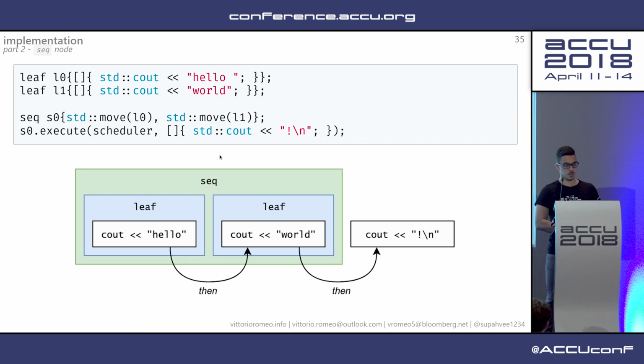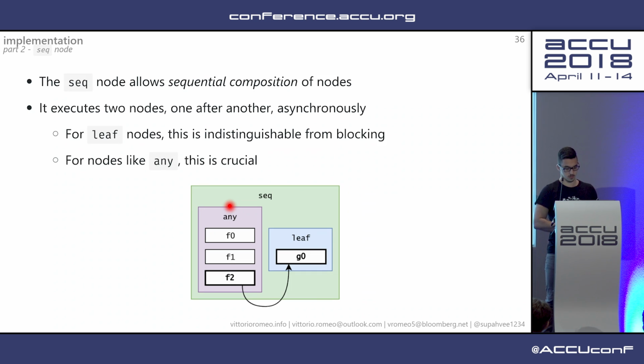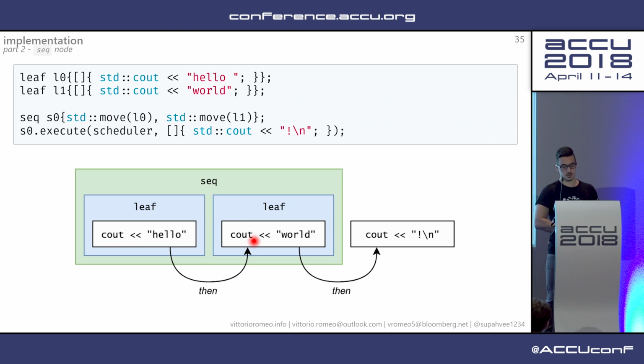So this is the example we've seen before. And if we want to draw it as a diagram, we will have this sequence node containing the two leaves in place. The leaves contain the computations in place, and we are going to attach B to A through the then parameter and C to B through the then parameter of the leaf. So this is how we model this kind of chaining of computations.